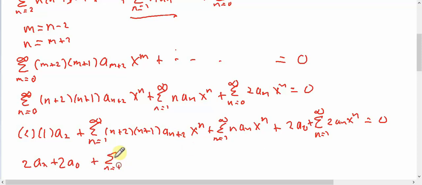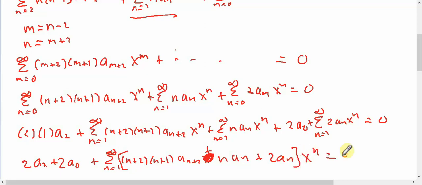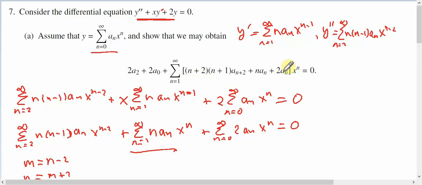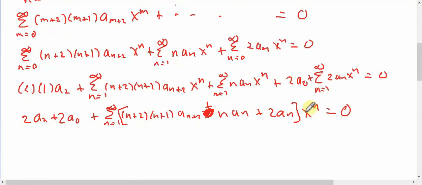I'll write them down real quick. N plus 2, n plus 1, and then we have a sub n plus 2 x to the n. And I'm going to factor that x to the n out of the rest of these. So keep it, take that one, and then I have an n plus n a sub n from this one, take out the x to the n, and then I have 2 a sub n from this one, and there's your x to the n. And that hopefully looks like what we were asked to show. 2a2 plus 2a0, yeah. And then all of these, there they are, with the x to the n pulled out.